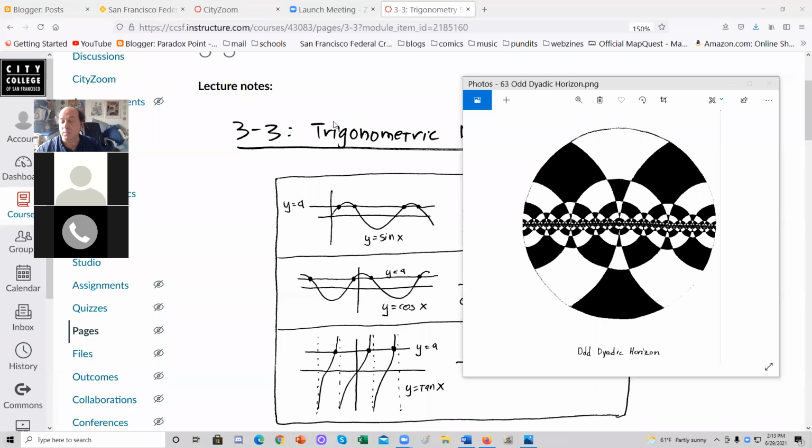This session is being brought to you by the Fractal Odd Dyadic Horizon. I came up with one fairly recently.